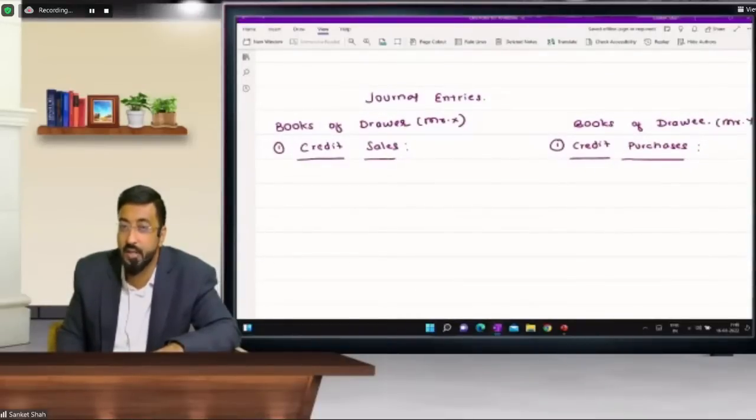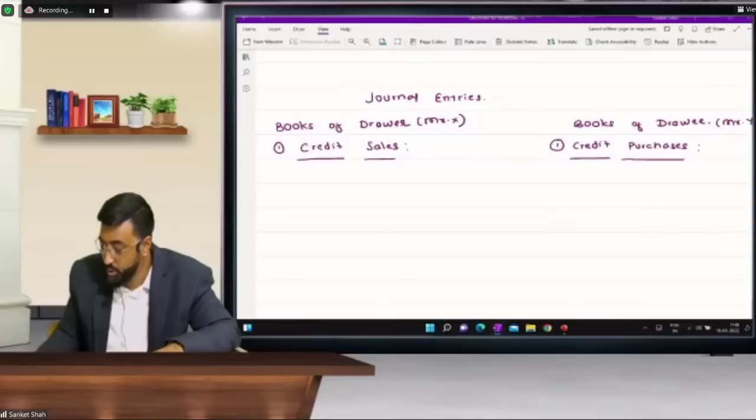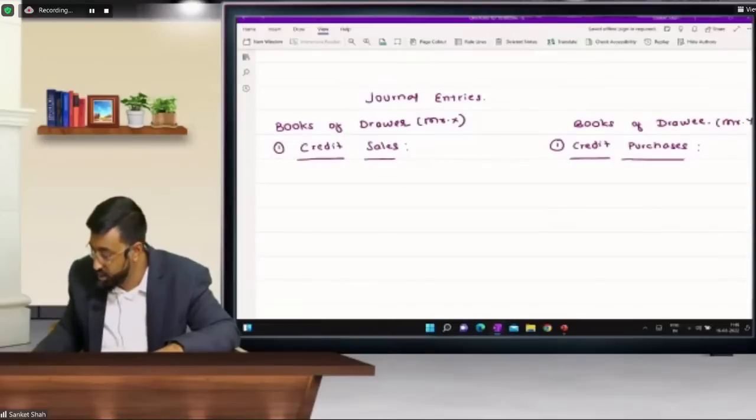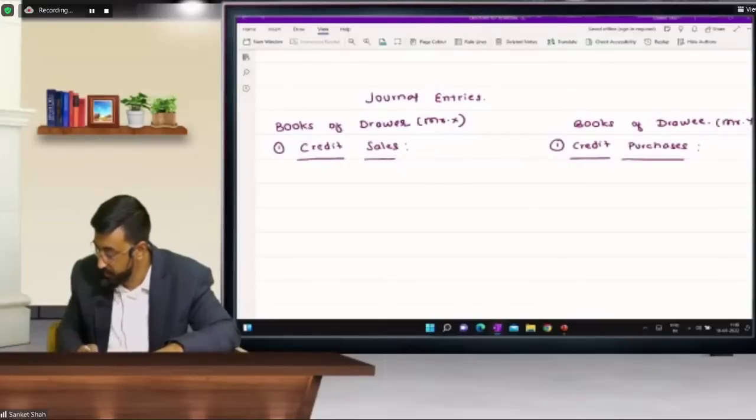Now what is the entry for credit sales? Yes, in the comment section, you can answer it fast. Those who want to answer, you can take a screenshot afterwards. Yes. Sales to cash, Rohit Haldarji.